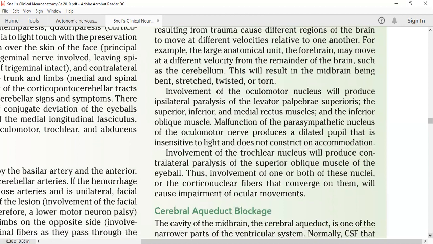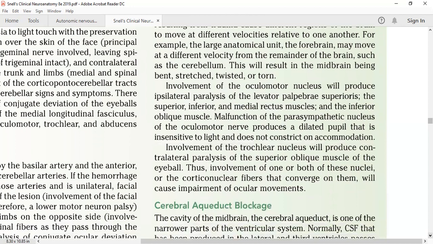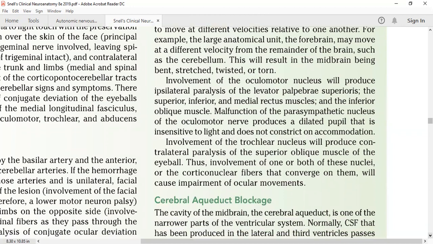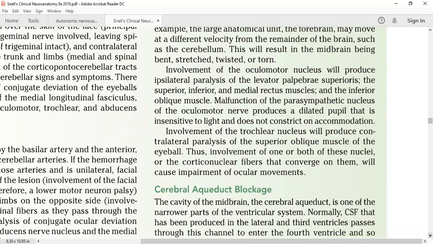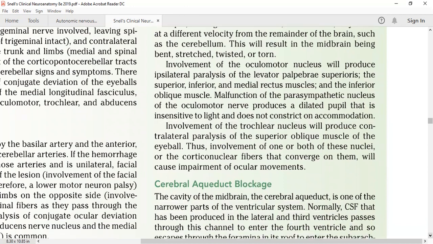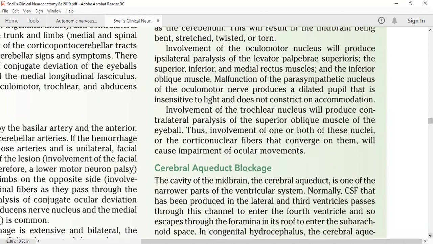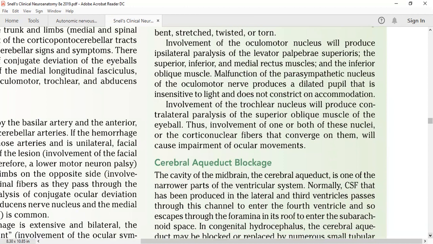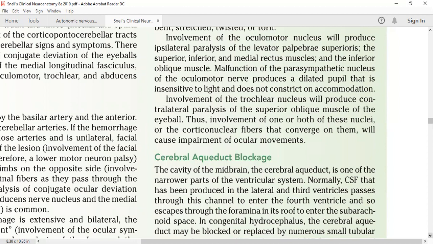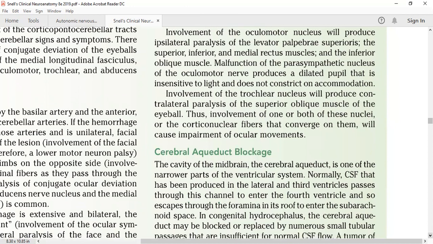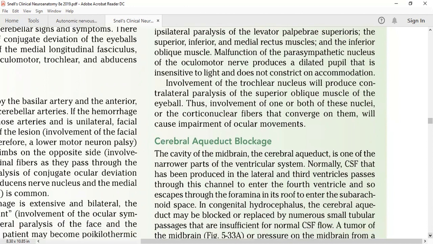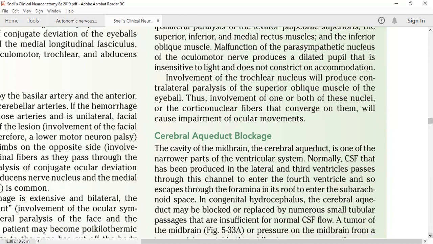Involvement of the oculomotor nucleus will produce ipsilateral paralysis of the levator palpebrae superioris and the superior, inferior and medial rectus muscles and the inferior oblique muscle. Malfunction of the parasympathetic nucleus of the oculomotor nerve produces a dilated pupil that is insensitive to light and does not constrict on accommodation. Involvement of the trochlear nucleus will produce contralateral paralysis of the superior oblique muscle of the eyeball. Thus, involvement of one or both of these nuclei or of the corticonuclear fibers that converge on them will cause impairment of ocular movement.